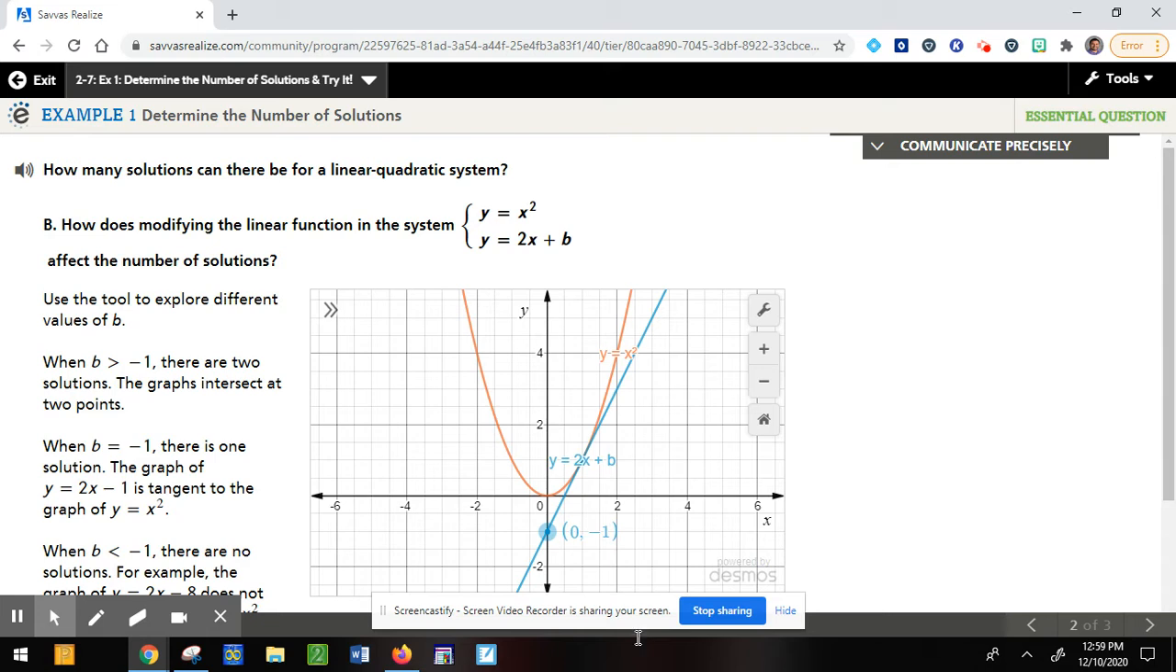That's called a tangent. We'll get into that more when we get into trig stuff, but that means it's touching it once. So there's going to be one solution. Anywhere lower, that line's never going to touch that parabola. So there's going to be no solution.